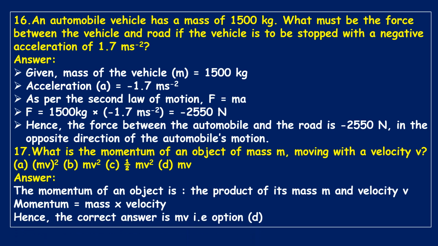So the correct answer is mv. M for mass, v for velocity. So option D is correct here. Clear this one? Right. We'll move to the next question.